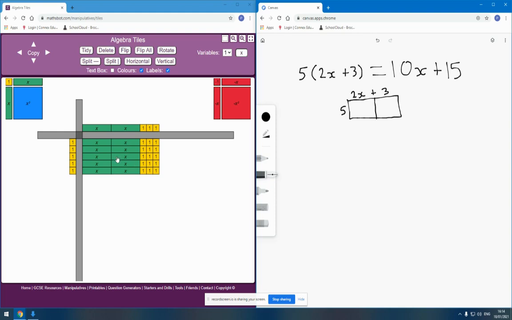But I can see that actually that rectangle comes in 2 parts. It comes in what is seen here, a green part and a yellow part, where the green part is the 5 by 2x bit, and that gives me 10x. And one would hope, of course, that learners have a bit of experience in multiplying terms before they come to expanding brackets, so they can see that 5 times 2x will give 10x. And similarly, this will give 5 times 3, which is 15.